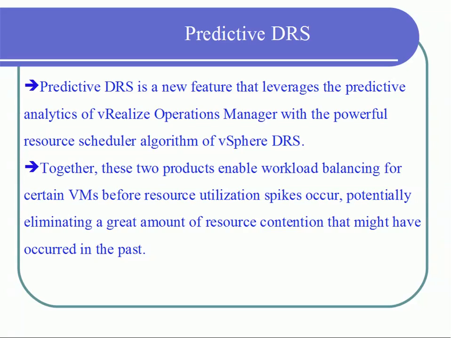And also predictive DRS. Like proactive HA, this DRS can pre-assess the utilization, so that it can be ready to take action and need not wait until the spike occurs. So this is also a beautiful feature.